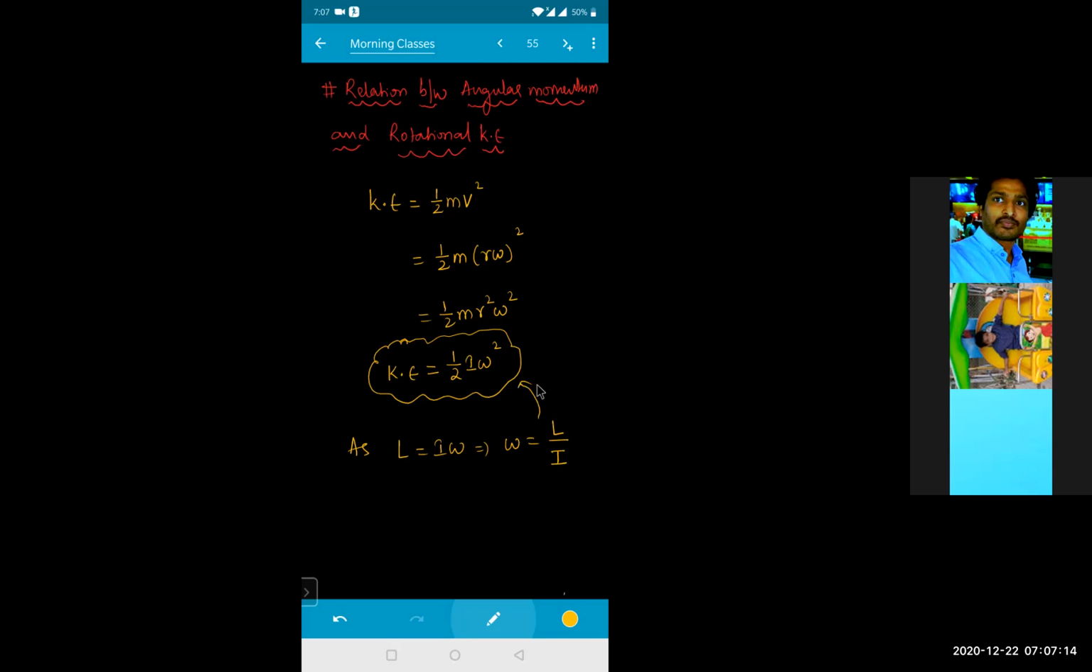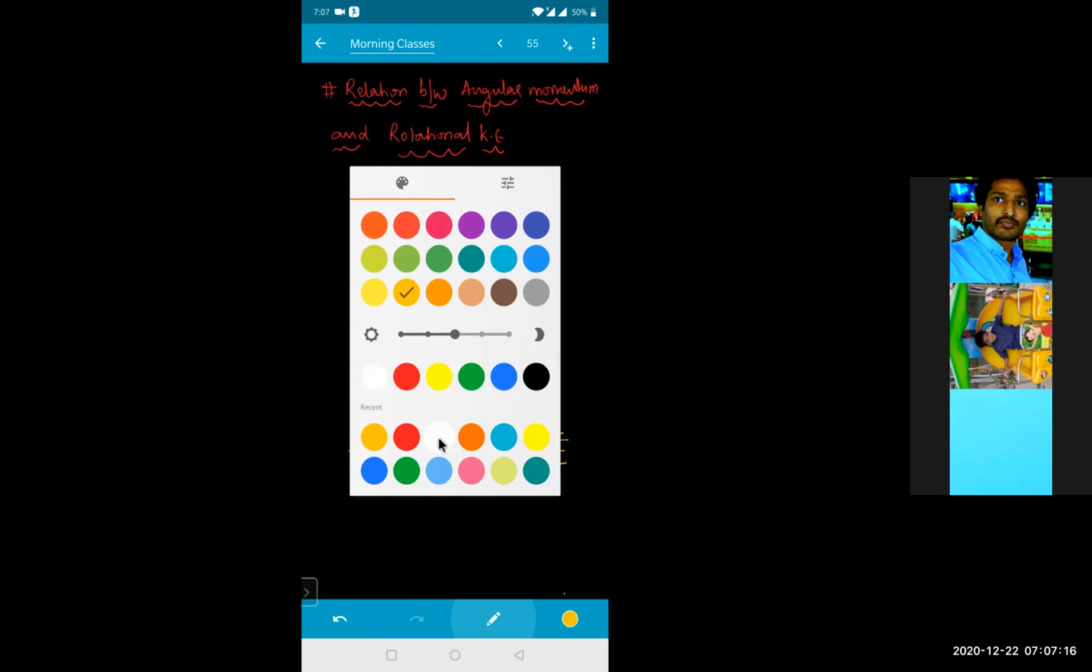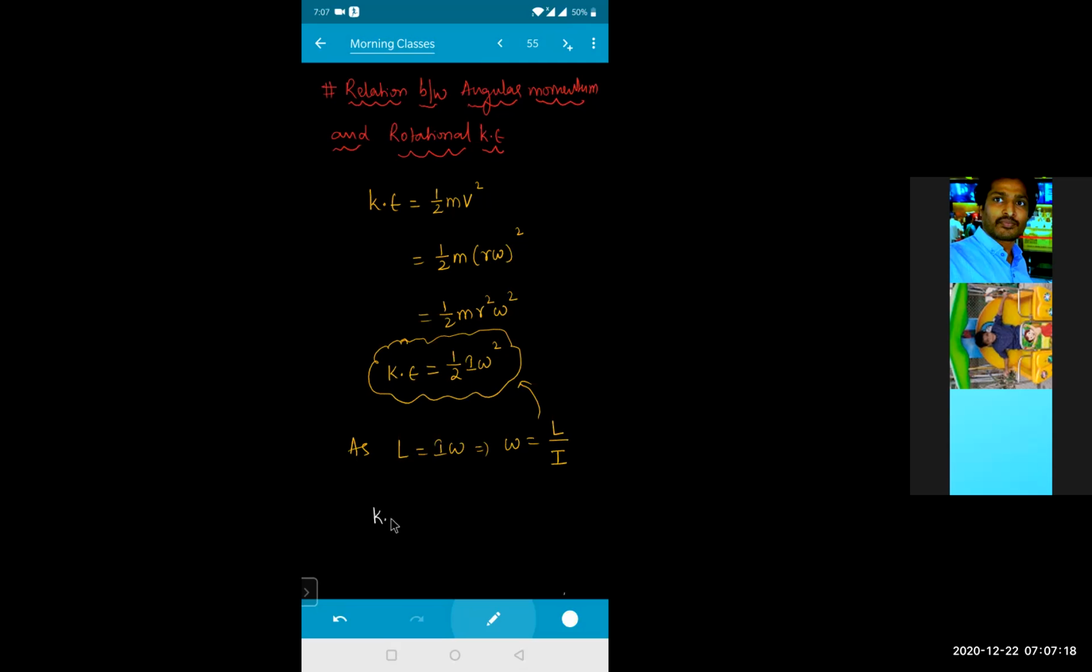If I substitute that value in the kinetic energy, I will get kinetic energy equals half into m into omega, and omega is how much for me? L square over I square.